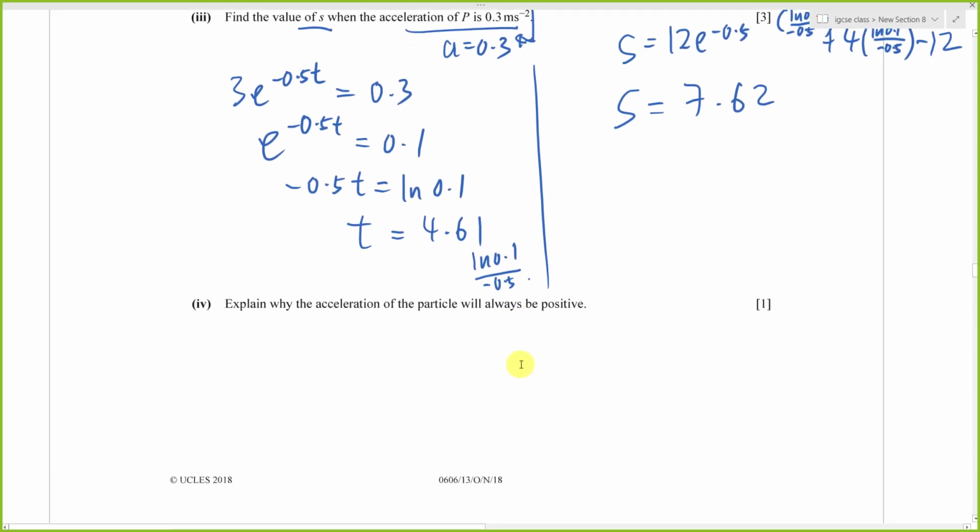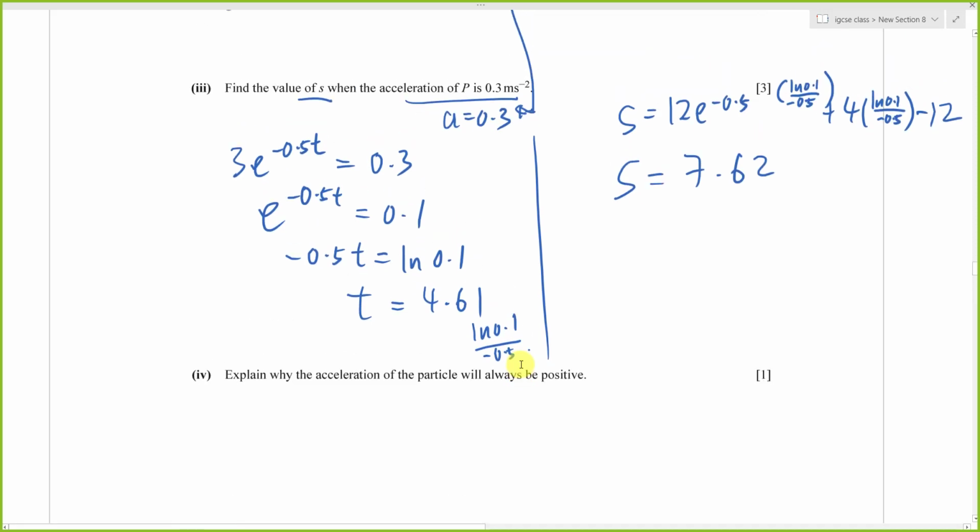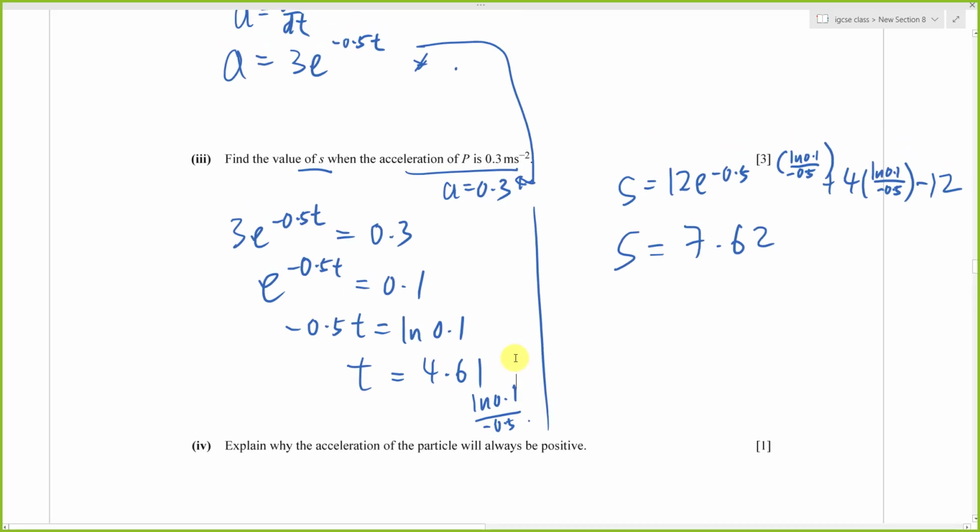Explain why the acceleration of the particle is always positive. Okay, for the explanation, you can use any words you like. We know about a, right? a is this one: a equals 3e^(-0.5t). So one of the reasons why the acceleration of the particle will always be positive is because e^(-0.5t) can never be negative.